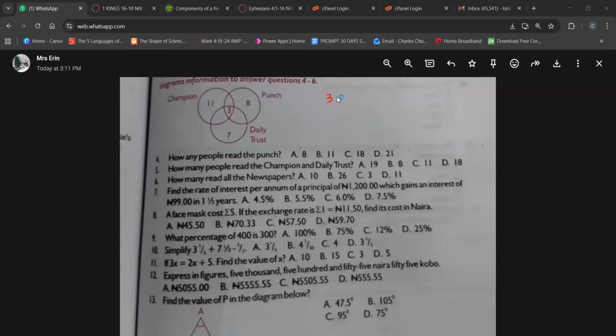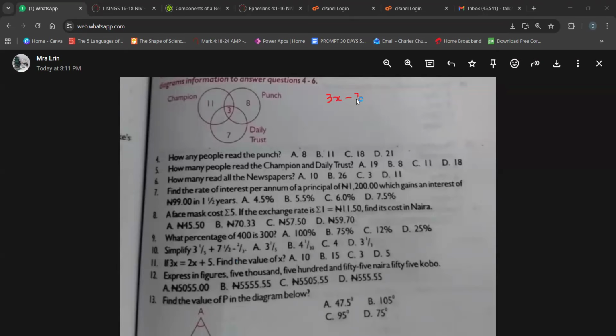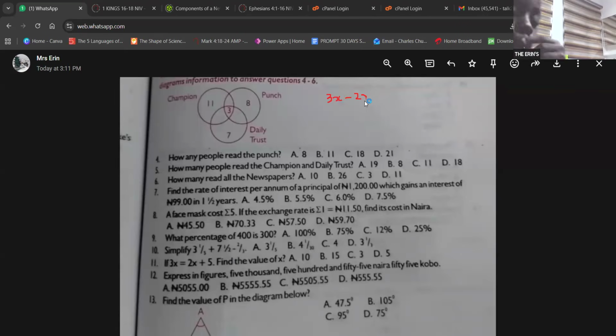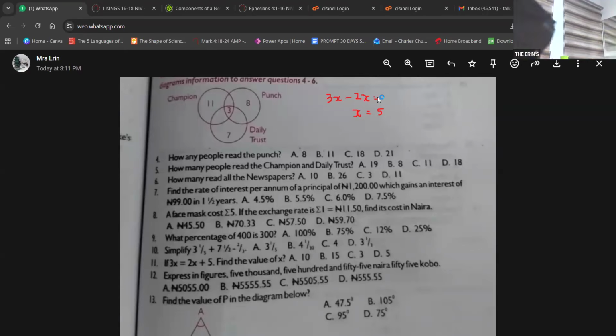Look at it now. 3x. When you collect 2x to the other side, it will become 3x minus 2x, right? Yes, sir. That is 1x. You don't need to divide anything by both sides. Just put x equals 5. The answer is 5. Plus 5 and 5 are the same thing. I hope you know that. Okay, so let's go to the next one.